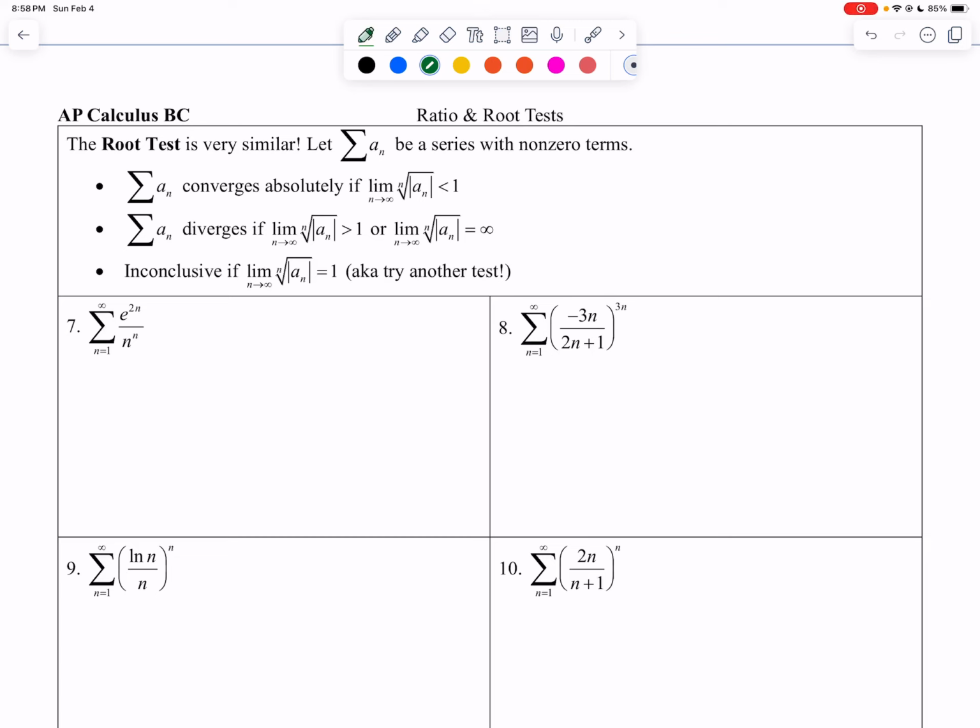Alrighty, we are going to be talking about the root test, which is going to be our last test for this unit. And it's going to be very similar to the ratio test, so if you haven't watched the ratio test yet, go ahead and do that before watching this one.